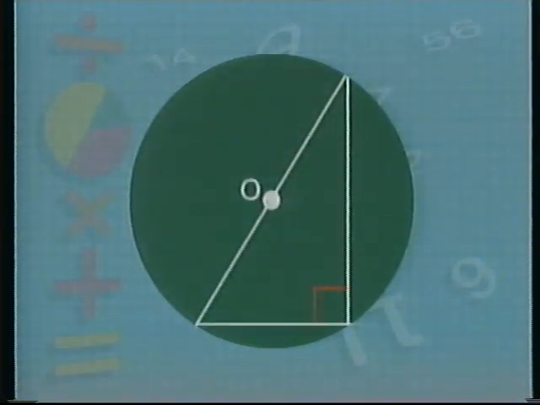More things to learn, I'm afraid. If you have a semicircle, then this angle is always a right angle.